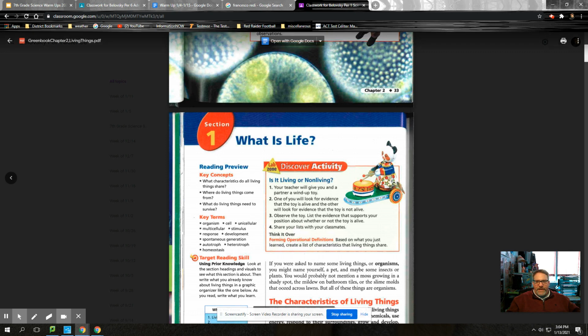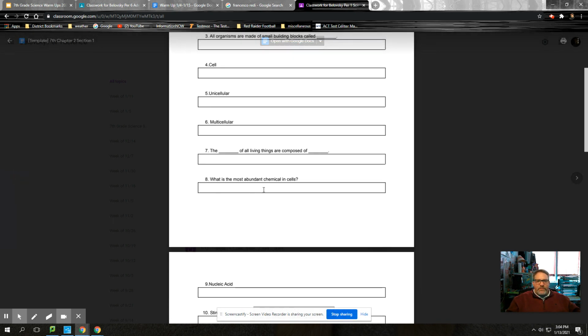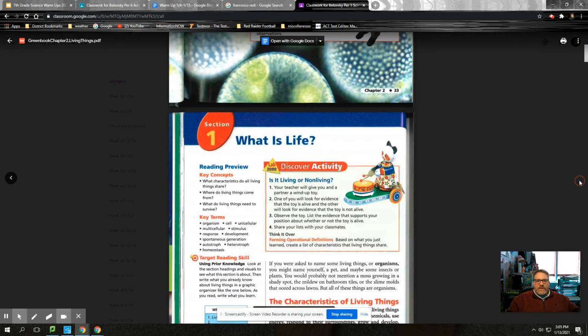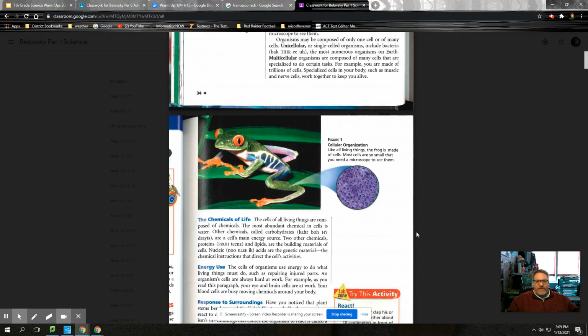Now, yesterday we got all the way through number 8. We talked about what is the most abundant chemical in cells. So today we're going to start with number 9, nucleic acids. So let's pick up right there.